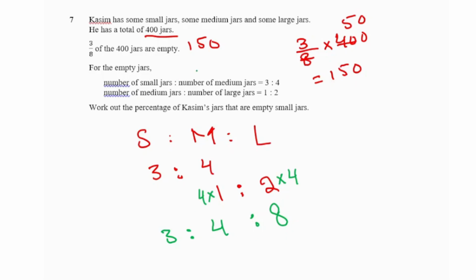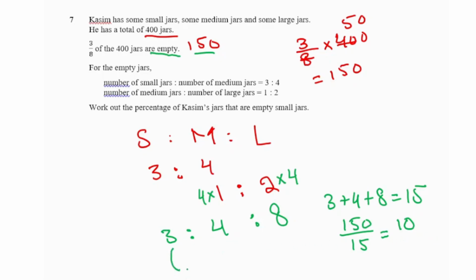How many empty jars are there? 150 total jars. So let's add them up. 3 plus 4 is 7, plus 8 is 15 total parts, and the total is 150 divided by 15. We get 10, so each part is 10. Let's multiply by 10 here. So we get 30 small jars, 40 medium jars and 80 large jars.